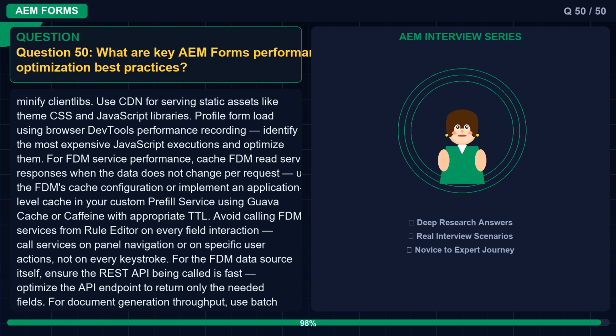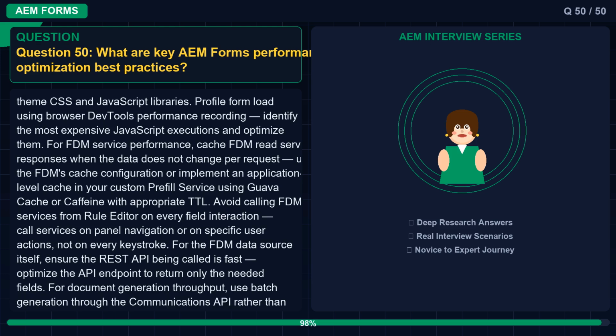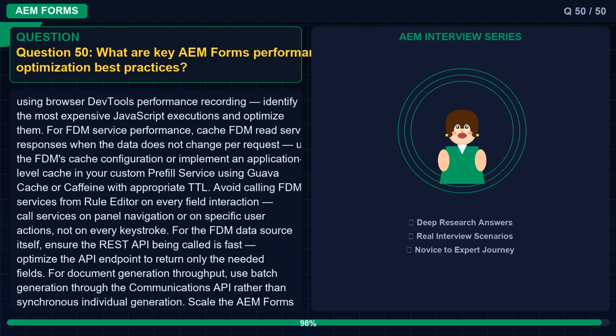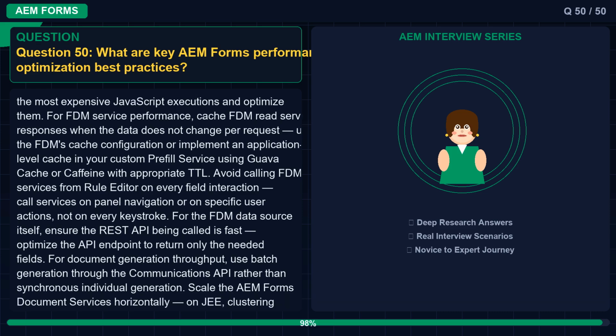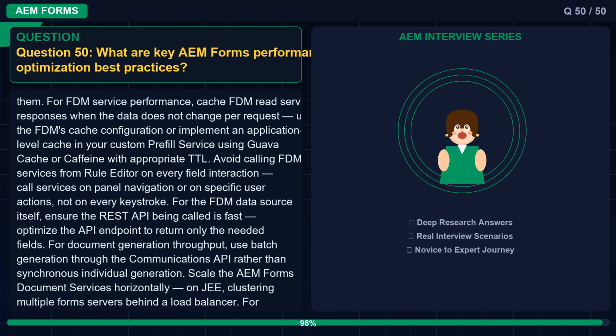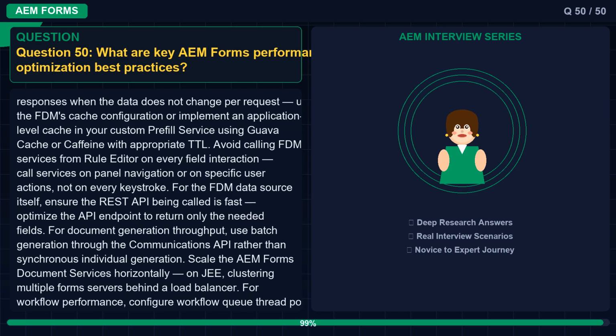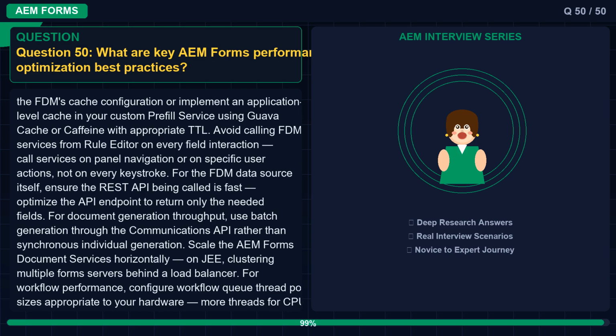For FDM service performance, cache FDM read service responses when the data does not change per request. Use the FDM's cache configuration or implement an application-level cache in your custom prefill service using Guava Cache or Caffeine with appropriate TTL. Avoid calling FDM services from the rule editor on every field interaction. Call services on panel navigation or on specific user actions, not on every keystroke. For the FDM data source itself, ensure the REST API being called is fast. Optimize the API endpoint to return only the needed fields.